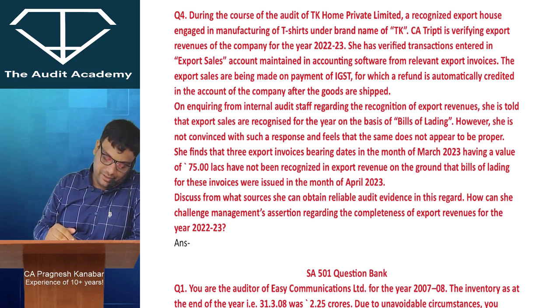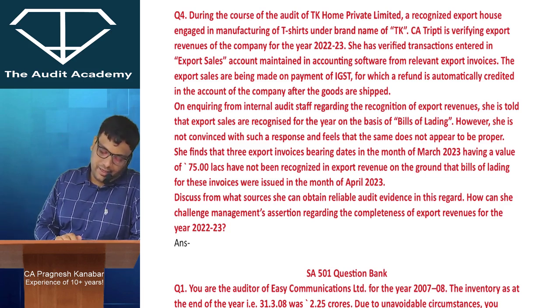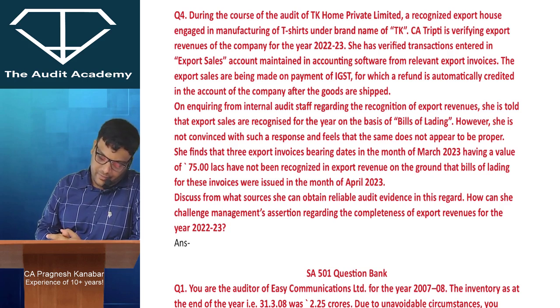On inquiring from internal audit staff regarding the recognition of export revenues, she is told that export sales are recognized for the year on the basis of bill of lading. However, she is not convinced with such a response and feels that the same does not appear to be proper. She finds that 3 export invoices bearing dates in the month of March 23, having a value of 75 lakhs, have not been recognized in export revenue, on the ground that bills of lading for these invoices were issued in the month of April 23. Discuss from what sources she can obtain reliable audit evidence in this regard. How can she challenge management's assertion regarding the completeness of export revenues for the year 22-23?